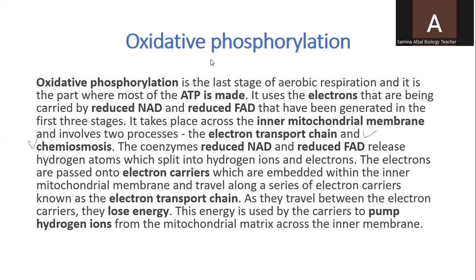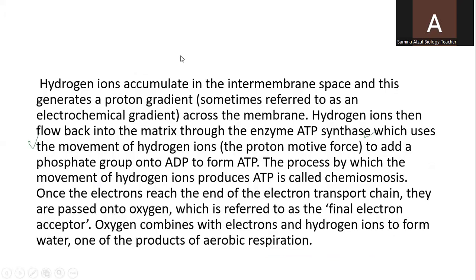So this process will continue, and as I will show you in this diagram, hydrogen ions accumulate in the intermembrane space, and this generates a proton gradient. The proton concentration will be higher outside the inner membrane. So the hydrogen ions then flow back into the matrix as they move from their higher concentration towards the lower concentration. So they will move back into the matrix through the enzyme ATP synthase, which uses the movement of hydrogen ions to add a phosphate group to ADP to form ATP.